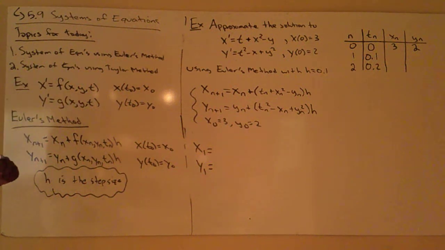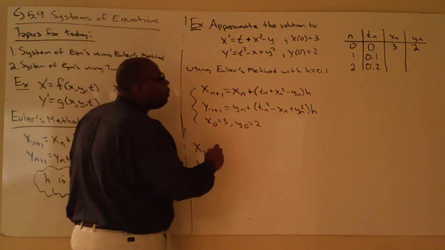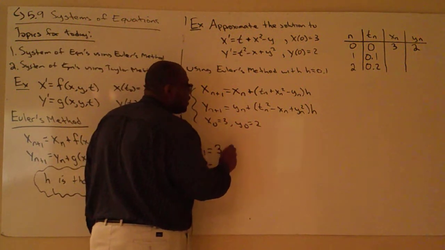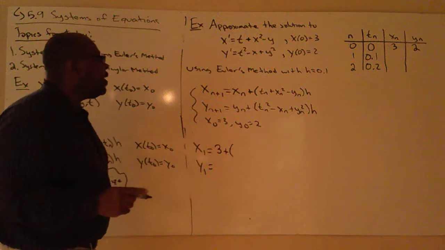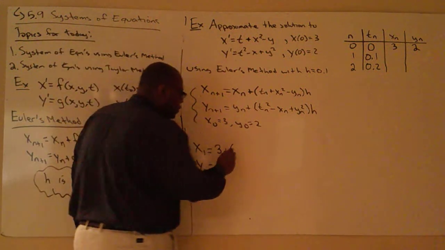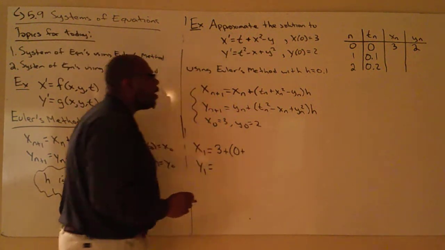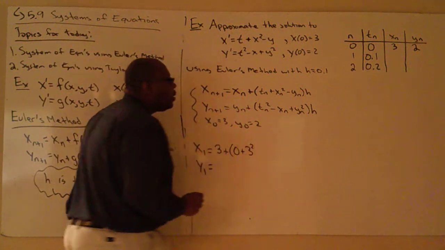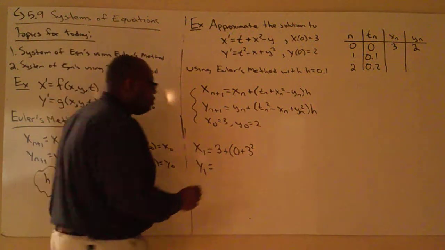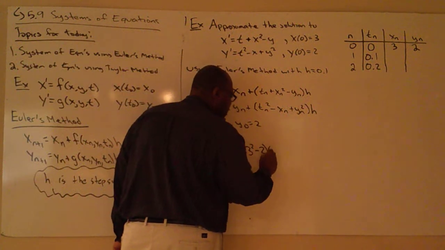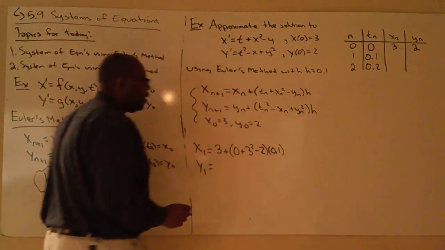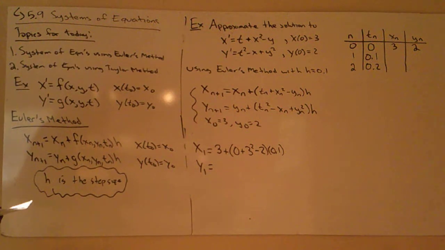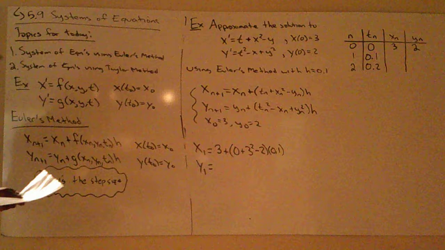Okay, so let's plug in. x of 1 is going to be equal to x of 0, my previous term, which is 3, plus the quantity t sub 0, which is 0, plus x of 0 squared, which is 3 squared, minus y sub 0, which is 2, times 0.1. If you work that out, that is going to be 3.7.